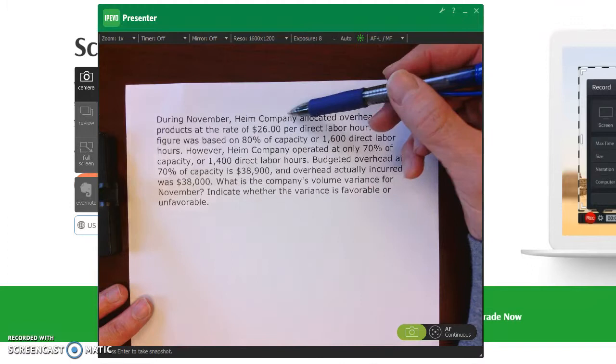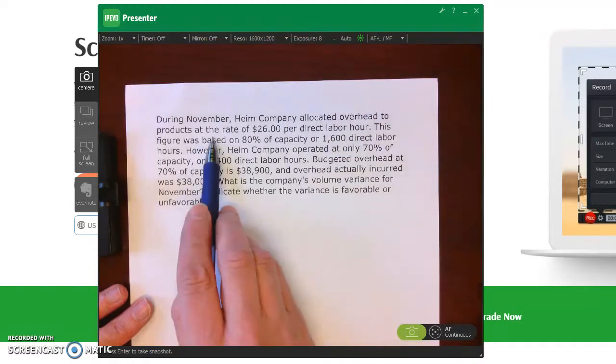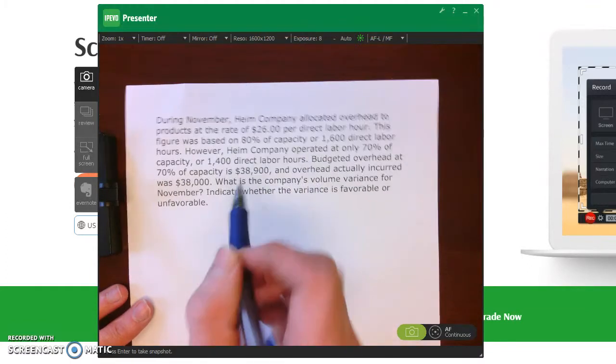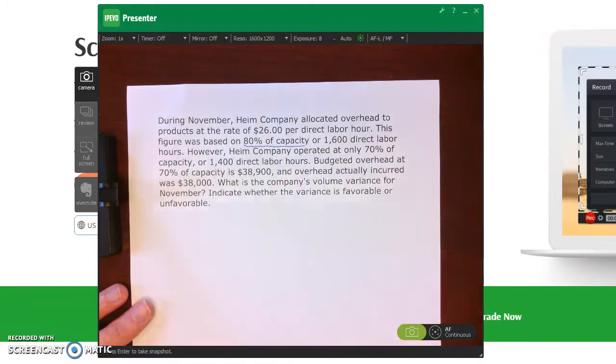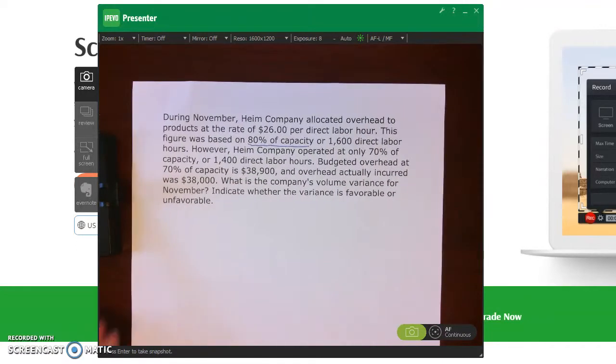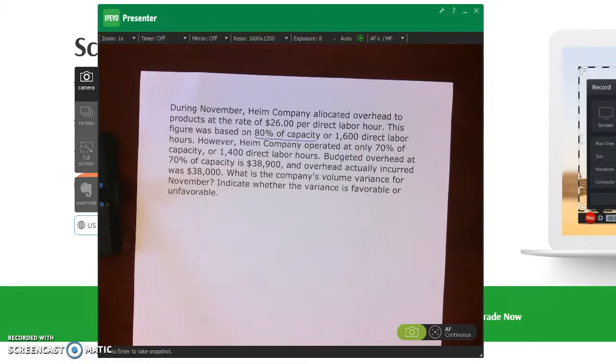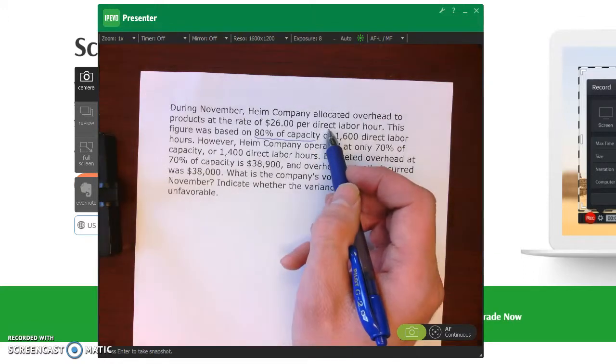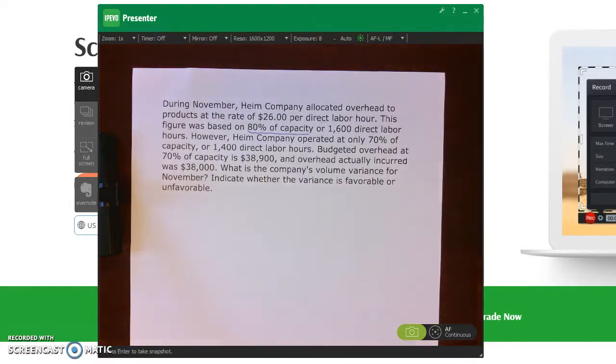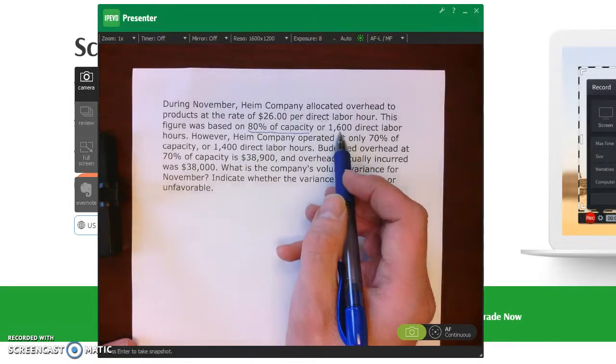During November, Heim Company allocated overhead to products at the rate of $26 per hour. This was based upon 80% capacity. Remember, this is a predetermined, estimated overhead rate. So they first have to figure out what level of capacity they think they're going to operate at. In this case, they chose 80%, and that dictated how much overhead they thought they would have, and how much of the allocation base, which in this case is their direct labor hours.